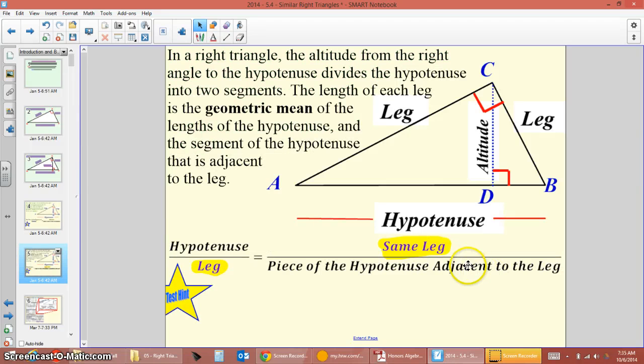We can look at what it talks about as part of geometric mean, because the leg is kind of like a geometric mean. But now if we look at the entire hypotenuse, AB over a leg, we got to specify which leg. So we could say AC or we could say CB. And then we use that same leg over top of the piece of the hypotenuse adjacent to that leg. So here's AB over AC is equal to AC over the piece AD, because it's connected to AC.